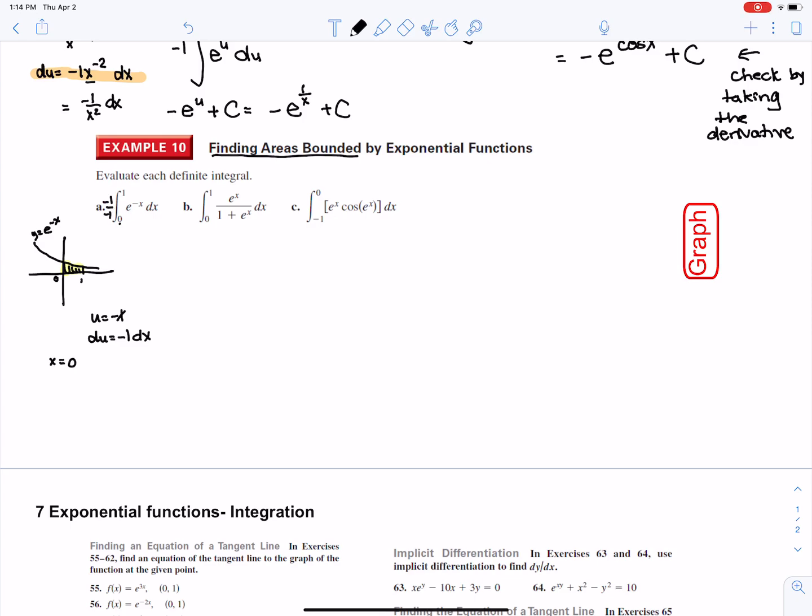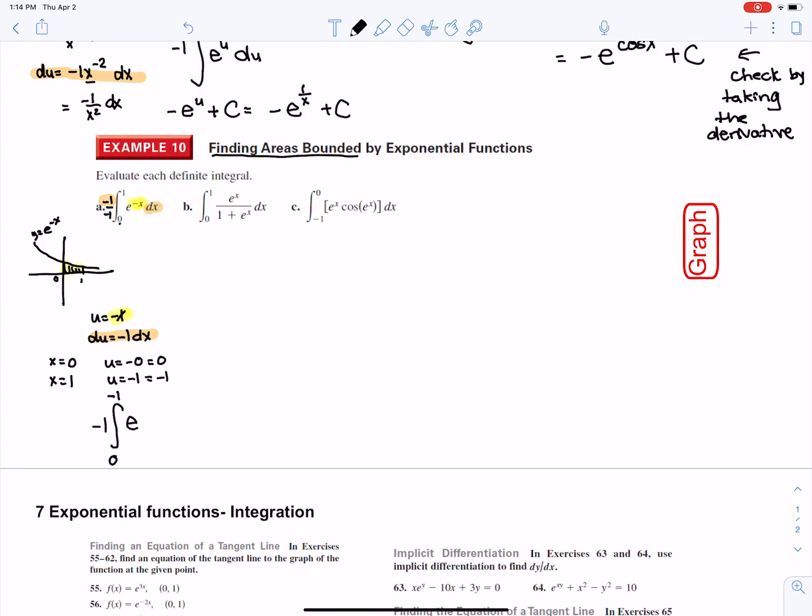When x is equal to 0, u is equal to minus 0, which is 0. When x is equal to 1, u is equal to minus 1, which is minus 1. Now you can't worry about where the numbers show up if one is bigger than another. You just have to put them in where you get them. So you'll see what I mean by that. Minus 1 dx is my du. So the integral becomes, when x was 0, u was 0. When x was 1, u was minus 1. So even though that number seems awkward that way, you still need to write it in that same order.